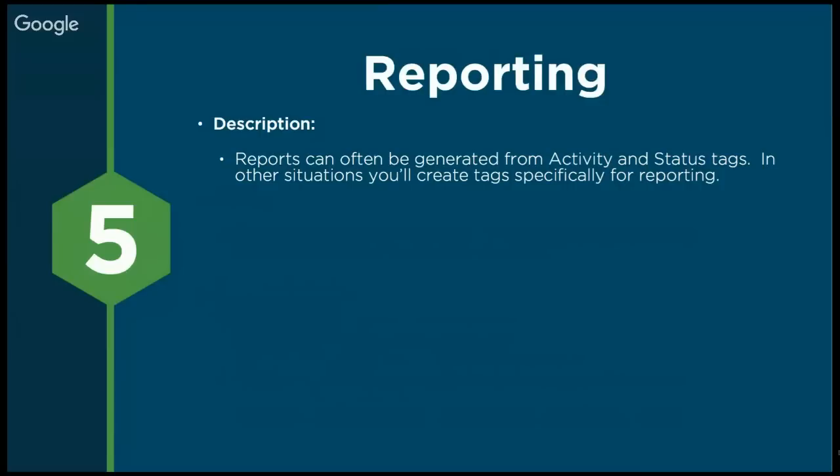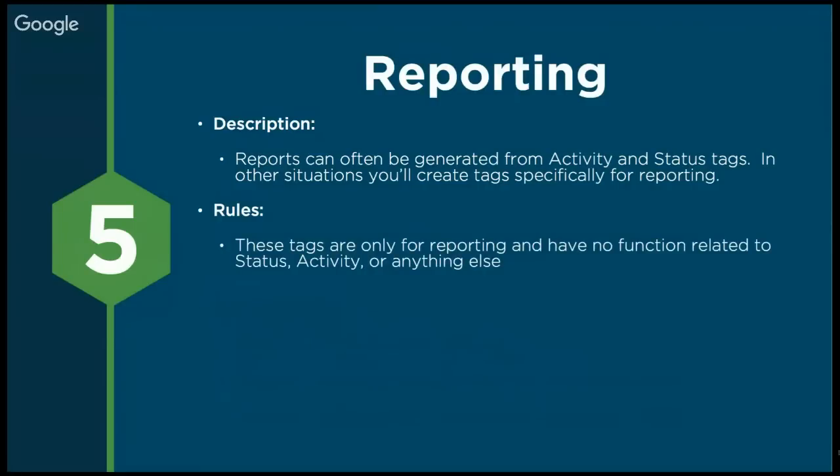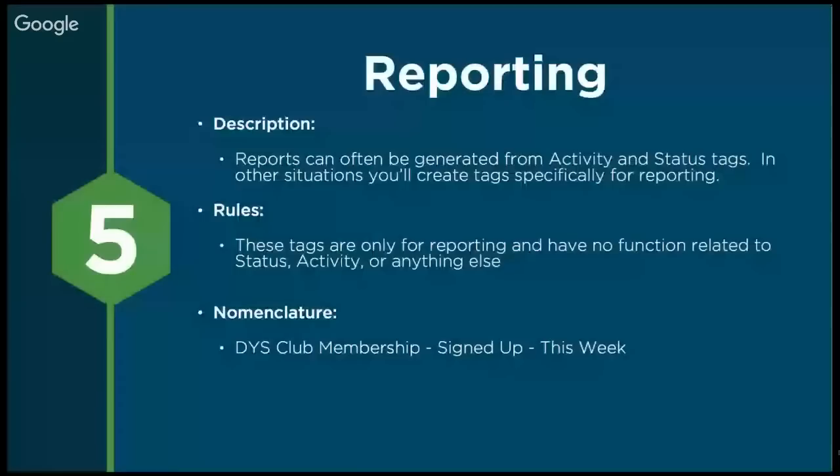And I might be able to do the same thing with status tags. So if I want to know how many people are in my contacting stage in my sales pipeline, I can just look at the tag for that particular status and know how many people are currently in that particular stage. Easy. But in other situations, you're going to create tags that are specific for reporting. Okay? And so you just create a reporting category. The rules here are these tags are only for reporting and have no function related to status, activity, or anything else.